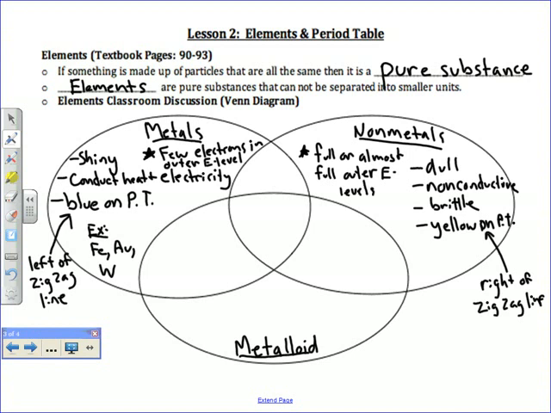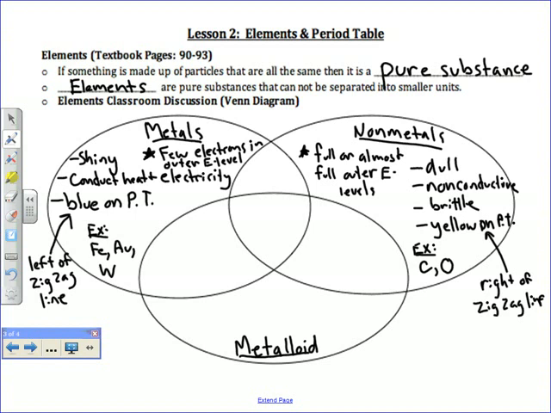And there's lots of good examples of nonmetals. One example is carbon, which is C. Most of our body is composed of carbon, or at least a large amount is. And oxygen, which is O. Okay? So now we're going to move on to metalloids.